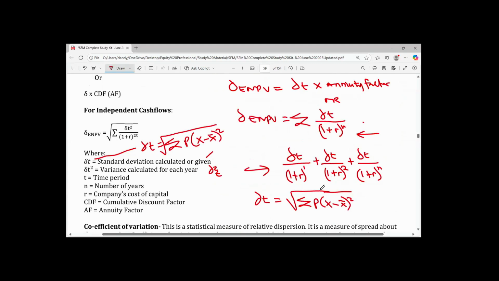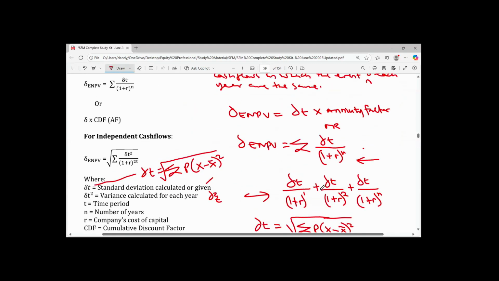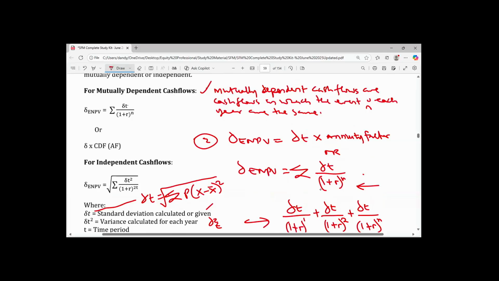Then the second one, you use the second formula to calculate your standard deviation if in the question you are given mutually dependent cash flow. I said that mutually dependent cash flow is the one in which the events of each year are the same. When the same events affect all the cash flows, that means they are mutually dependent.